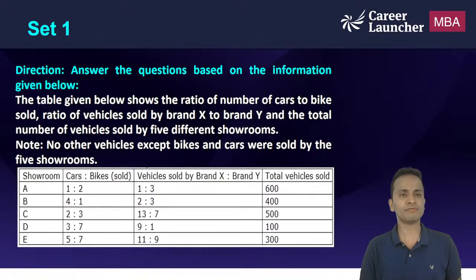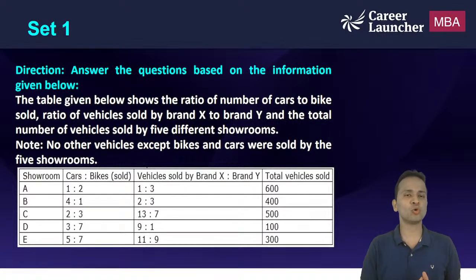Now the data related to the first set says: the table given below shows the ratio of number of cars to bikes sold and the ratio of vehicles sold by brand X to brand Y, and the total number of vehicles sold by 5 different showrooms. Note that no other vehicle except bike and car were sold by the 5 showrooms. So whatever information is given is exclusive information. There is nothing after this.